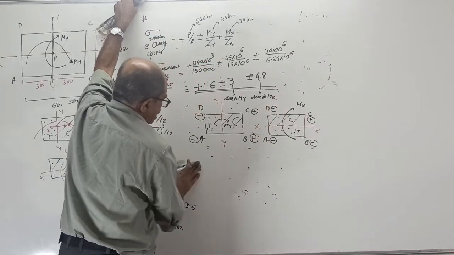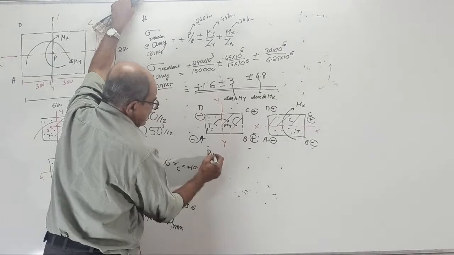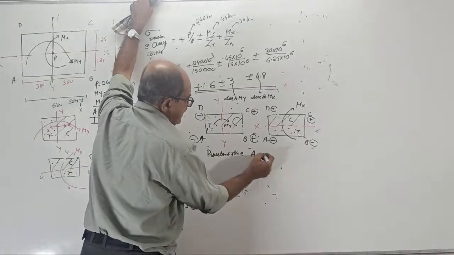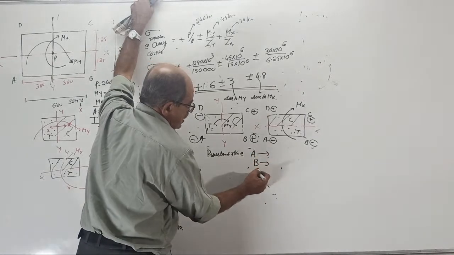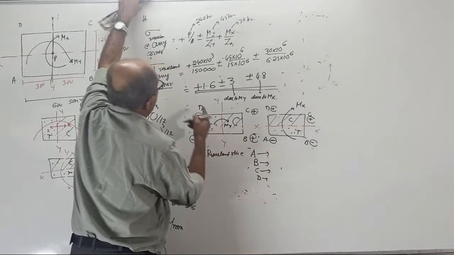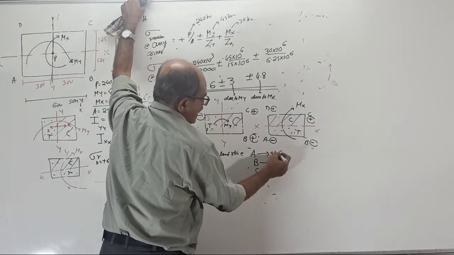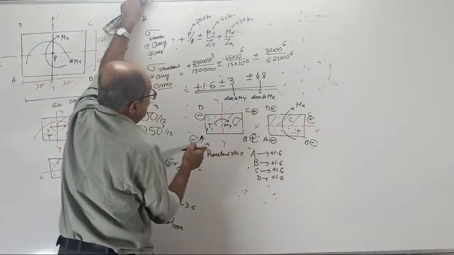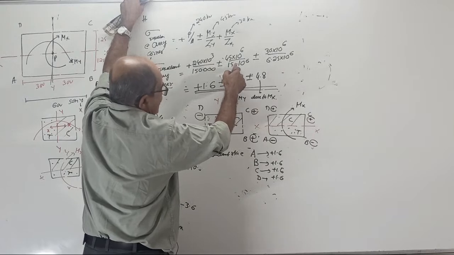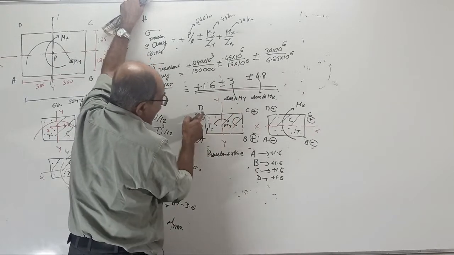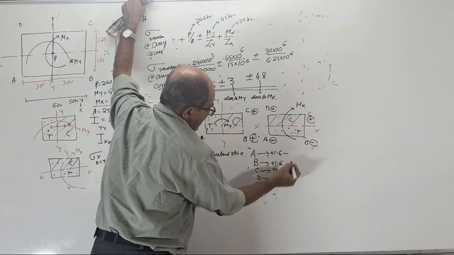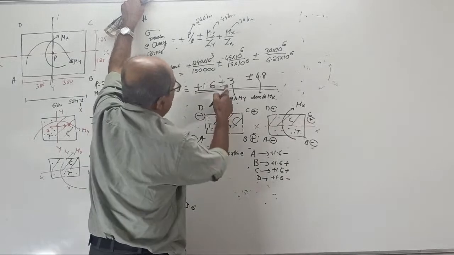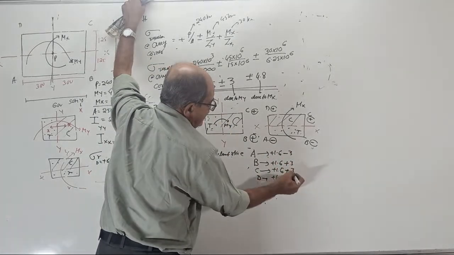Now, therefore, you can tell directly resultant stress at A, B, C, D. First term plus 1.6, plus 1.6, plus 1.6, plus 1.6. Then due to My term, A and D are negative, B and C are positive. Answer, how much is it? 3, 3, 3, 3.